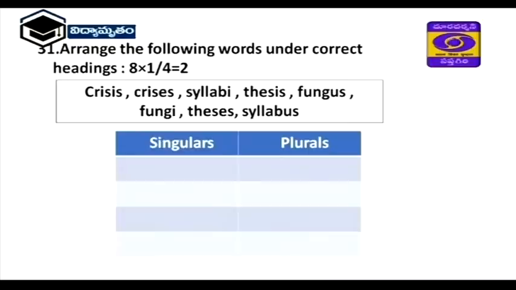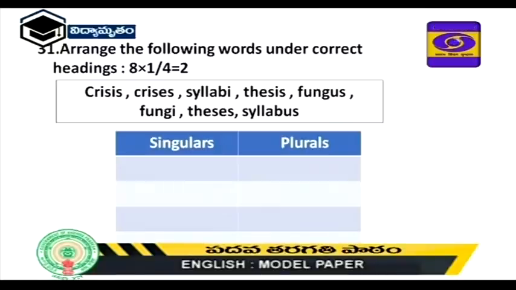Next comes question number 31. Arrange the following words under correct headings. 8 into 1/4 mark is given. So, it is for 2 marks in total. You will be given 8 words and there are 2 heads under which you have to classify those 8 words, 4 in each. Under the heads singulars and plurals, it is given crisis, crises, syllabi, thesis, fungus, fungi, theses, syllabus.